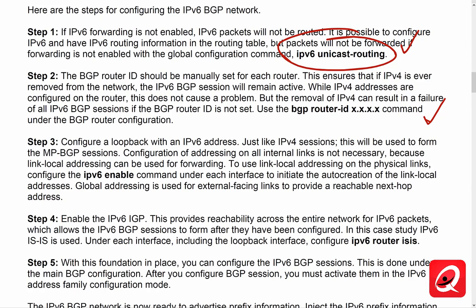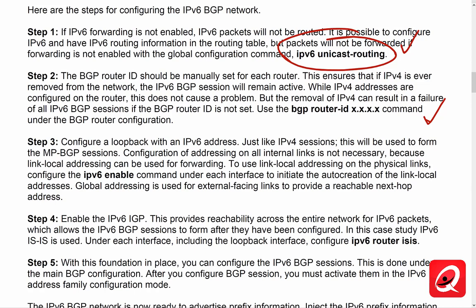Step number three, configure a loopback with an IPv6 address. Just like in V4 sessions, this is going to be used to form our MP-BGP sessions. Configuration of addressing on all internal links is not necessary because link local addressing can be used for forwarding. So whenever you enable IPv6 on an interface, which you can do by using the IPv6 enable command on the interface, those interfaces are going to generate what we call a link local address. They're going to start with FE80::/10, and then it'll use an EUI-64 process and the MAC address of the interface, or it'll borrow a MAC address from another interface if it's a serial interface, split that MAC address in half, drop in an FFFE, invert the seventh bit, append that to the FE80 prefix, and that becomes the link local address.